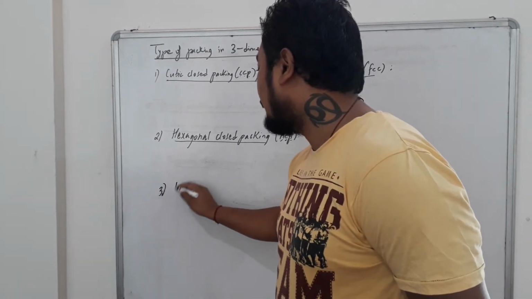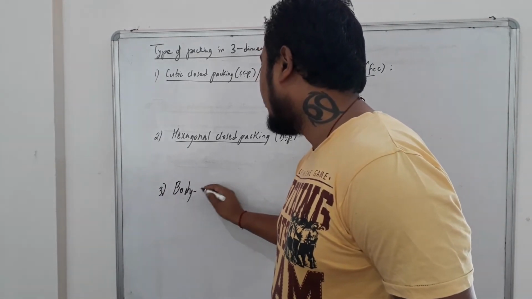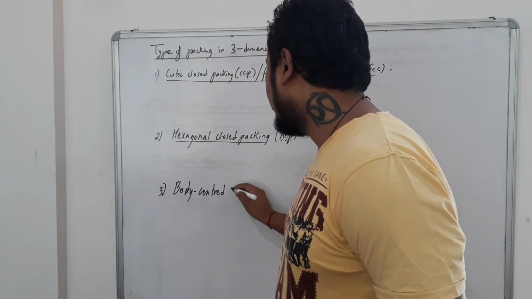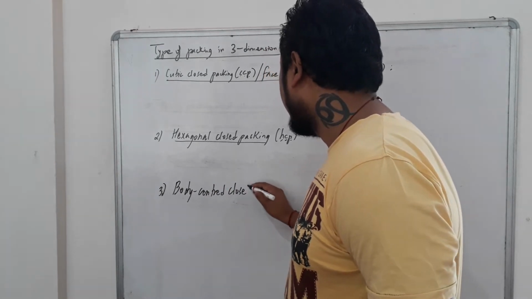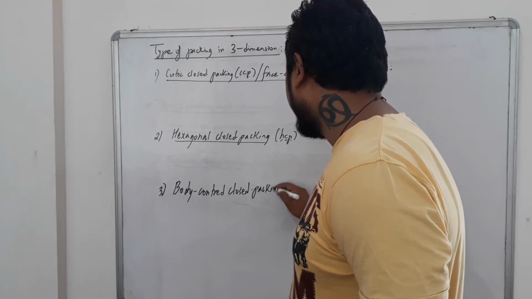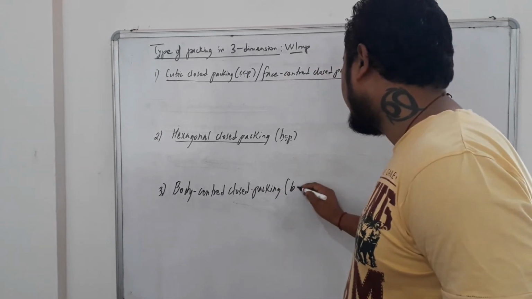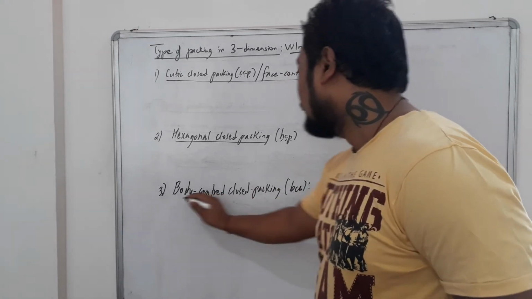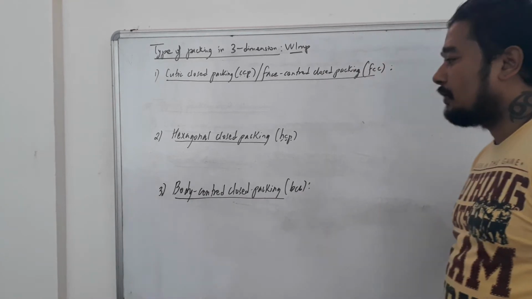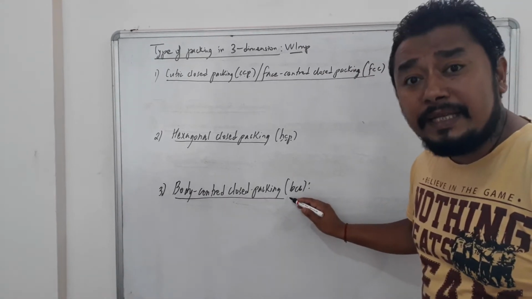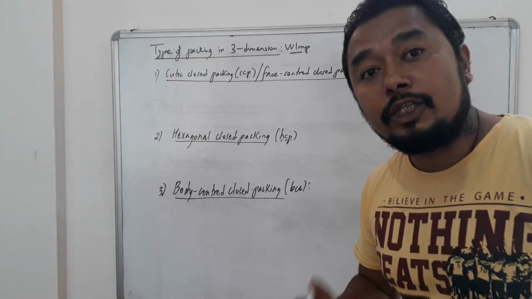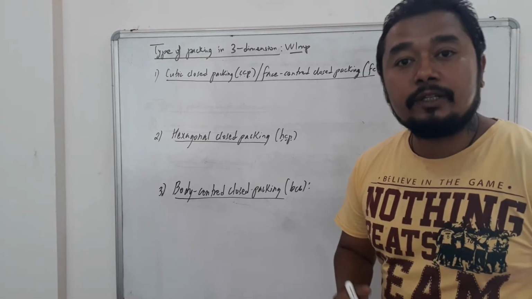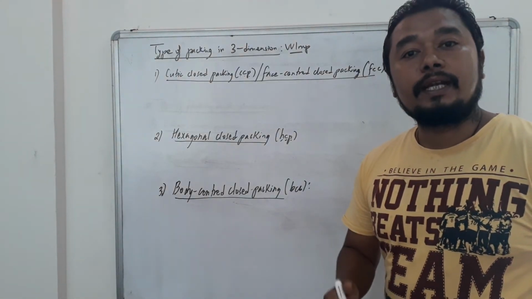And number 3 type of packing is body-centered closed packing, which is abbreviated as bcc. But again, did I write capital or small? Small letter. So capital letter BCC means body-centered cubic unit cell, but small letter bcc means body-centered closed packing.